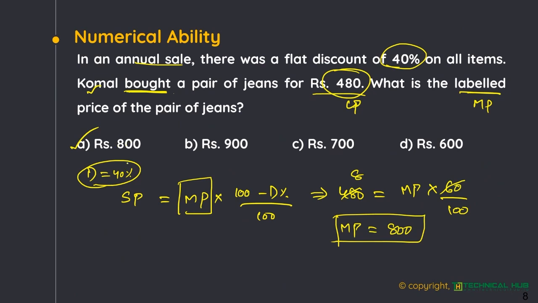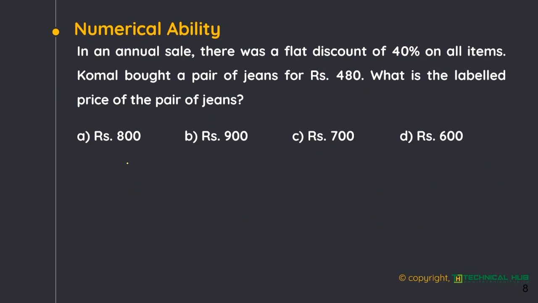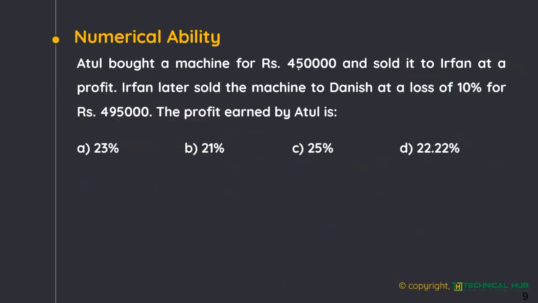Next question. Atul bought a machine for 4,50,000 and sold it to Irfan at a profit. Here Atul bought a machine for 4,50,000 and sold it to Irfan at a profit.